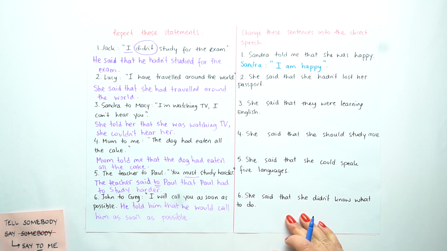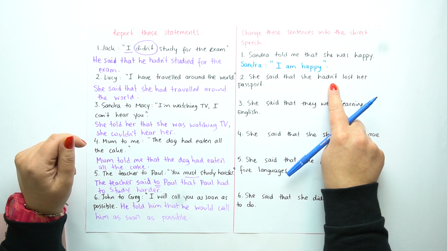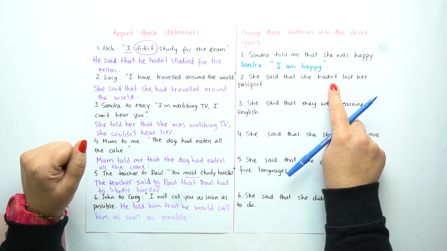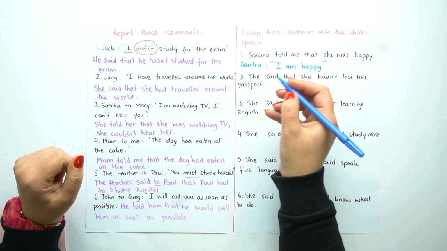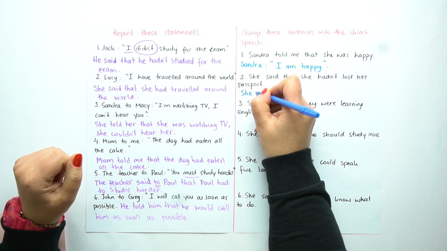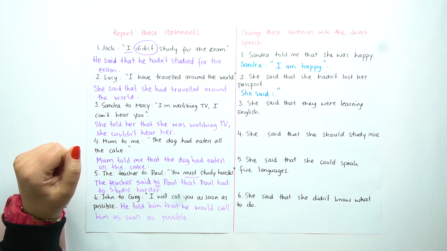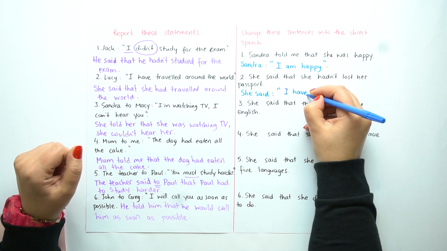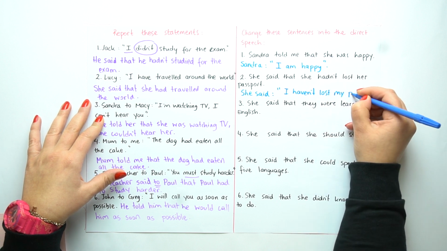She said that she hadn't lost her passport. This is past perfect, and remember, present perfect becomes past perfect, so our original sentence is going to be in present perfect. She said, quotations, don't forget it, I haven't lost my passport.